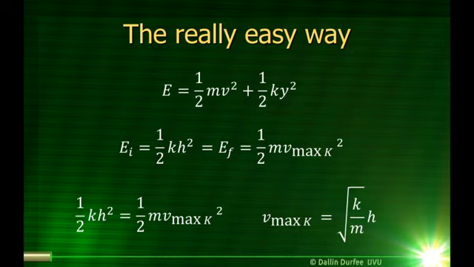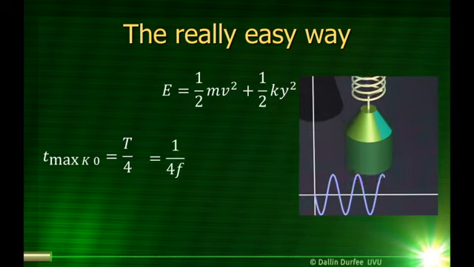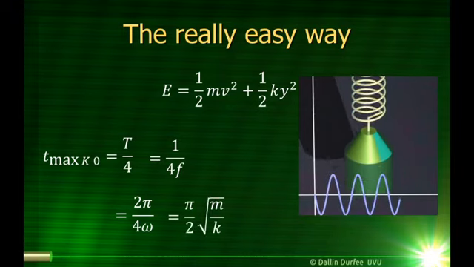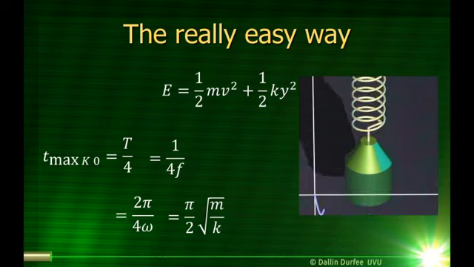So now I know the position at which I get maximum kinetic energy, and I know the velocity when I have maximum kinetic energy. The last thing I need is the time. If you'll notice, if I start down here at minimum y, when I reach y equals 0, that's 1/4 of a total cycle. So the time it takes to first reach the point where we have the maximum kinetic energy is 1/4 of the period. But the period is just 1 over f, and f is omega over 2 pi, and we get exactly the same equation we got when we were doing things the hard way.